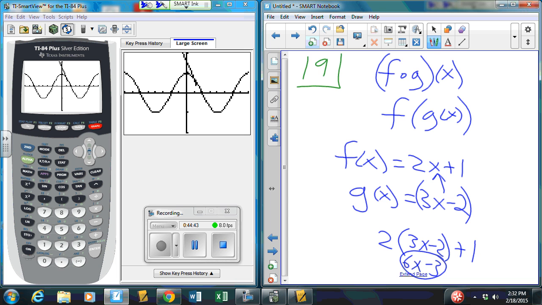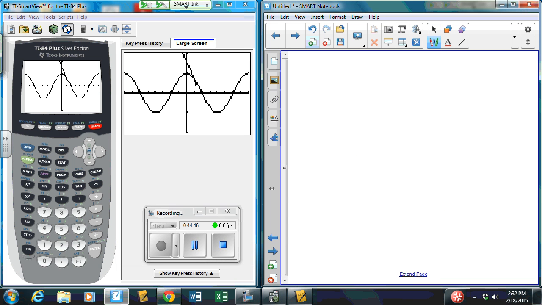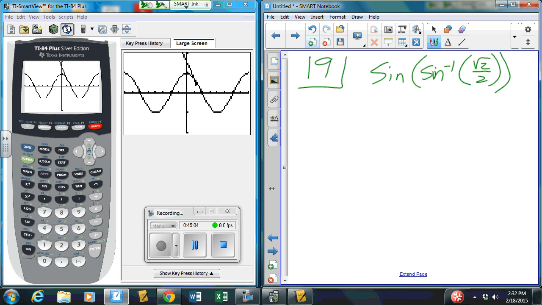Okay, now, go to number 19. We are going to do composition of functions with trig functions. So if I have the sine of the sine inverse of root 2 over 2. The sine of the sine inverse of root 2 over 2. I'm going to do the inside function first. This is a composition of functions. What's the sine inverse of root 2 over 2? In other words, what angle has a sine of root 2 over 2? Okay, pi fourths does. So I'm going to replace that with pi fourths.